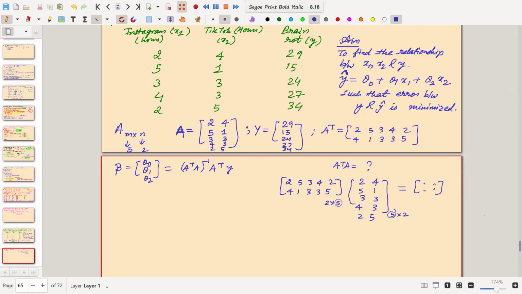So if you do that, okay. So basically you compute the pseudo inverse first, PINV A in Python, and just multiply with the y vector. Okay.